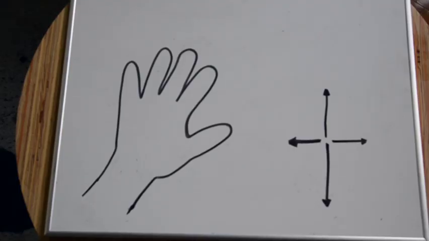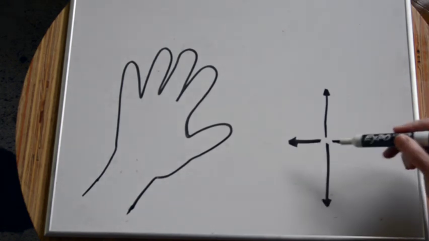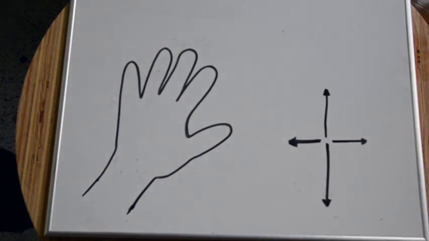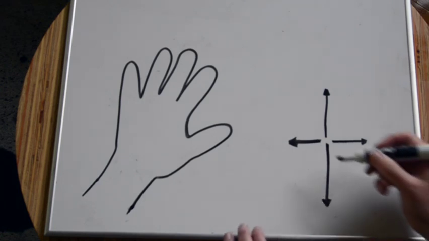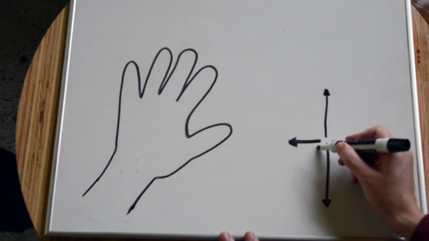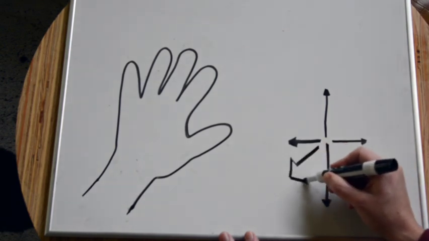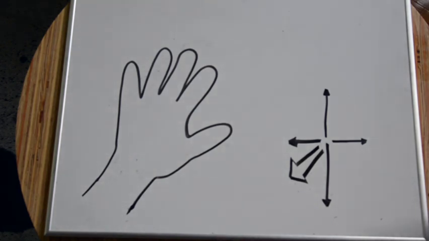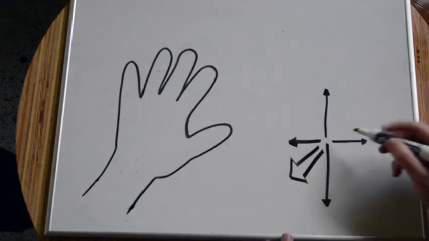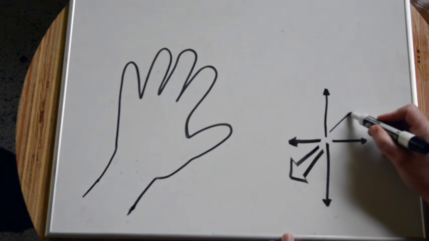Why don't you join along, grab a piece of paper. You can see that on the left side, I have outlined my left hand. Then on the right side, I drew a compass with four arrows, one going north, one south, one east, and one west. Then draw another arrow in the southwest corner, as though the arrow is coming out of the page, sort of three-dimensional. Then draw another arrow in the northeast corner, as though it's going into the page or away from us.